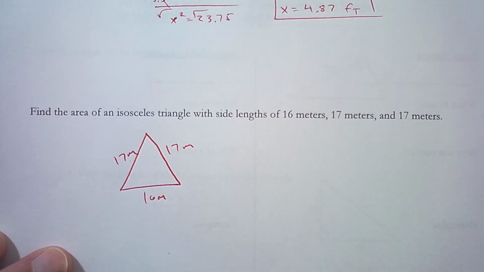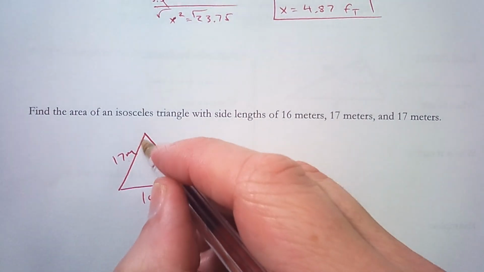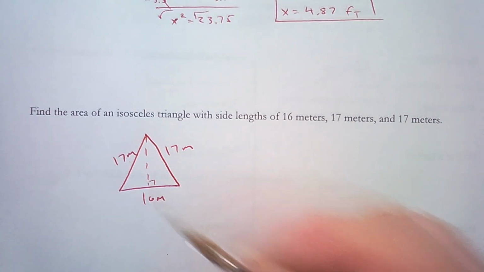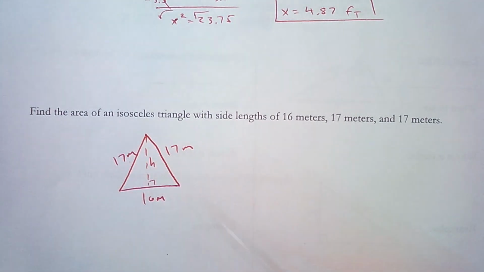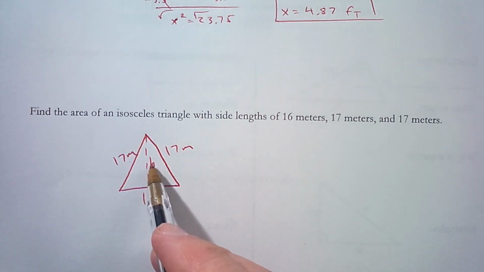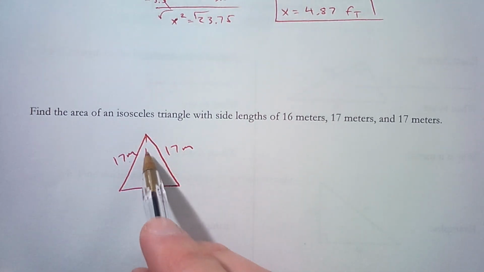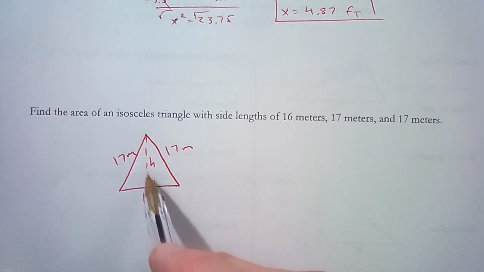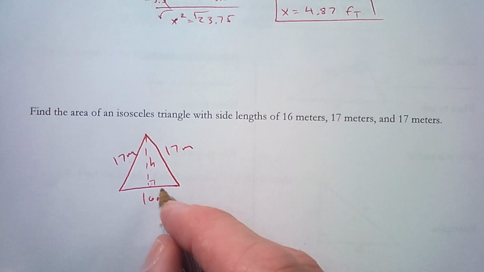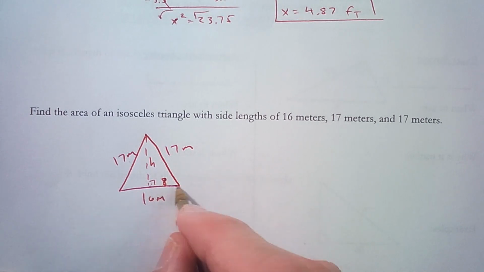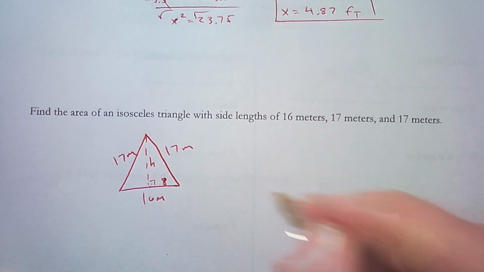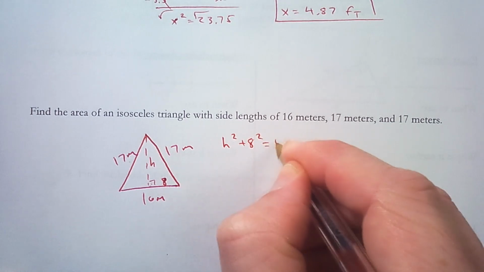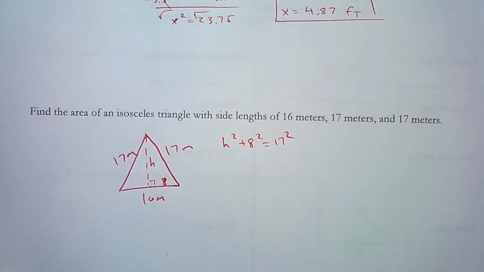We will find the area. So the first thing I need to do is draw in the height of the triangle. Okay, so there's our height. Now I can use the Pythagorean theorem to find that height. This is a leg of a right triangle right here. A leg of h, a leg of 8, half of this 16, and a hypotenuse of 17. So I can do h squared plus 8 squared equals 17 squared.